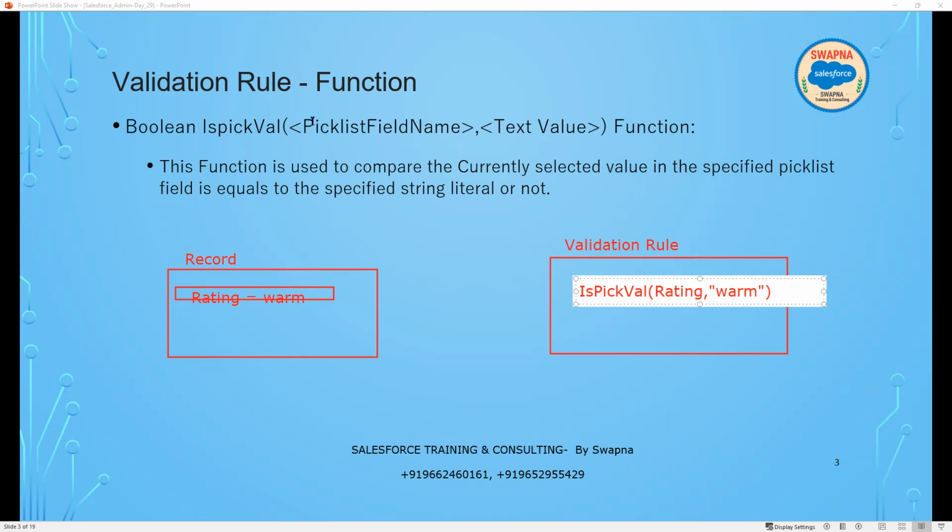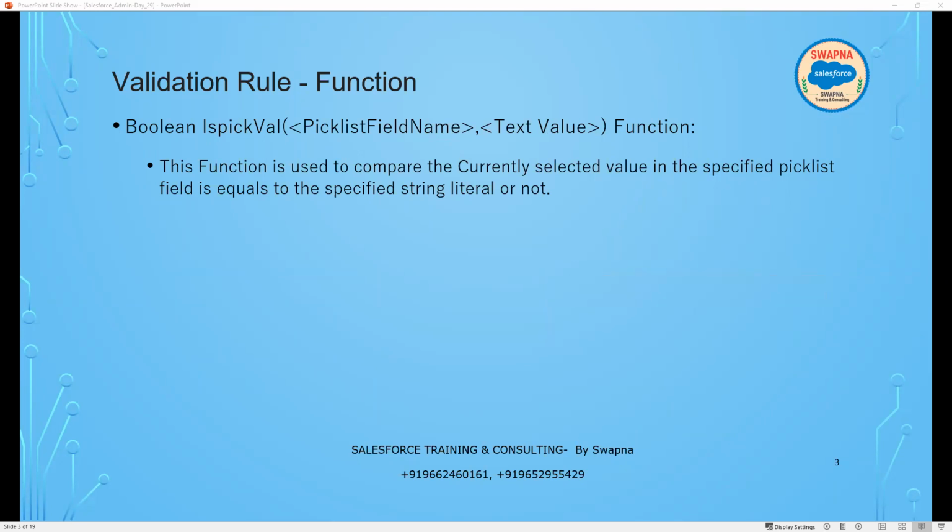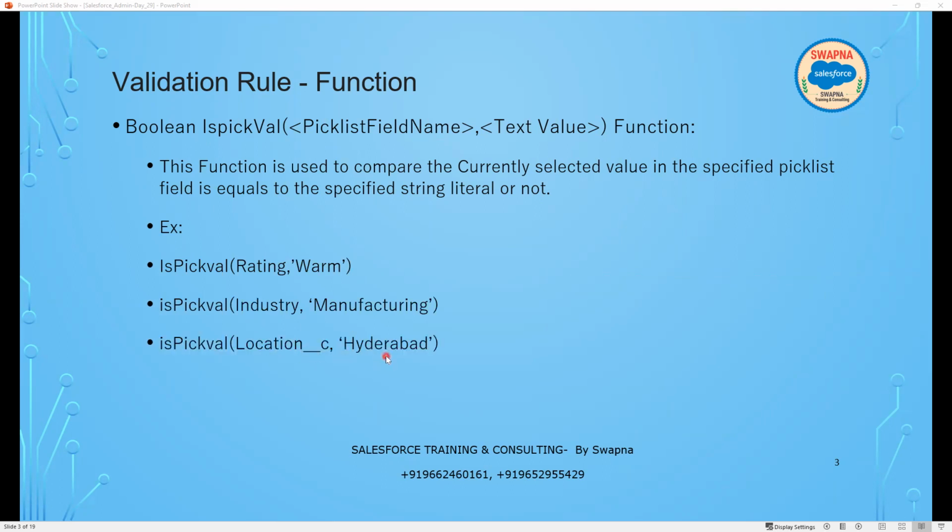Now here ISPICKVAL is only for the pick list fields. Only for the pick list fields, we have to use the pick list field name and you need to provide whatever the value is. So the examples are: ISPICKVAL rating warm, ISPICKVAL industry equal to manufacturing, ISPICKVAL location Hyderabad. Now this is the example. Take a note of it.